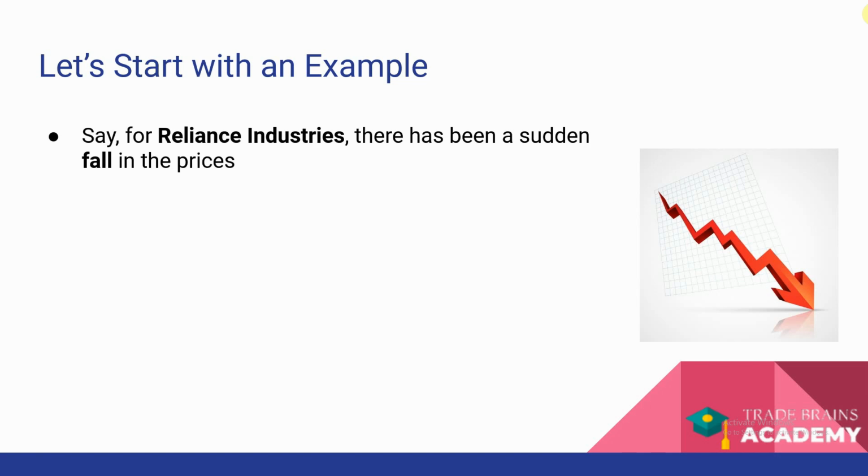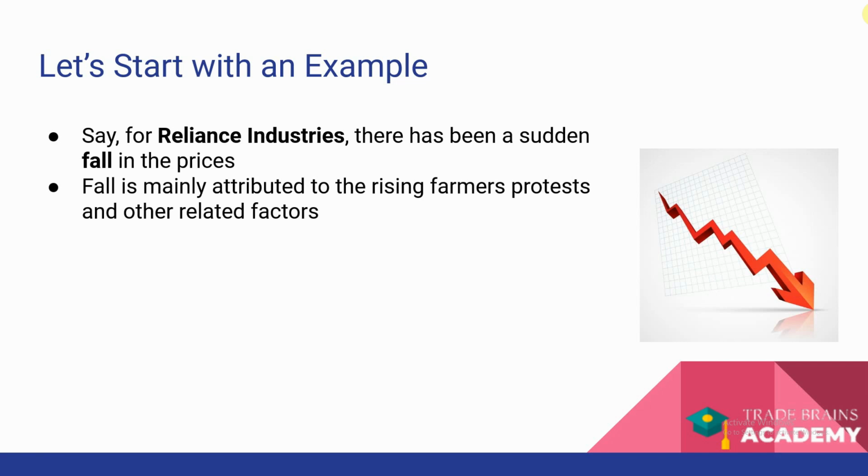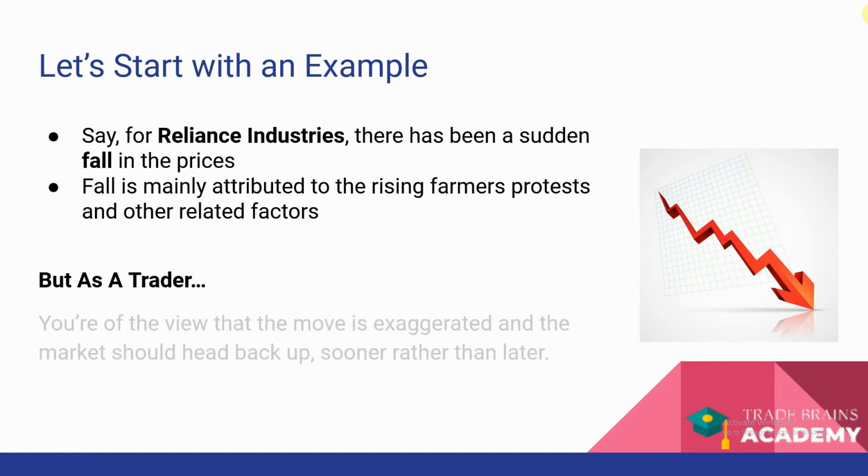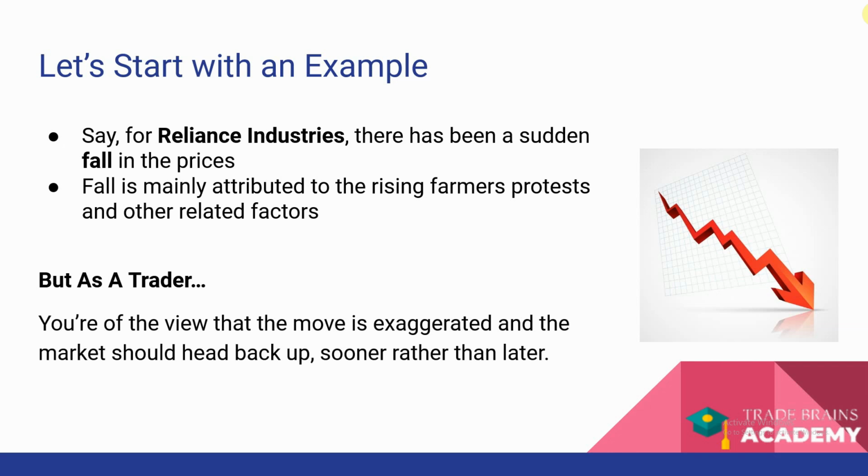Say for Reliance Industries, there has been a sudden fall in prices, but this fall in the shares of Reliance Industries has been mainly attributed to the rising farmer protest and other related factors. Now the market has had a knee-jerk reaction and has almost tumbled by 4 to 5%. But as a trader, I'm of the view that there's nothing wrong with the fundamental and overall technical picture for Reliance Industries, and the move has been exaggerated. And I'm of the view that the market should go back up again sooner rather than later.